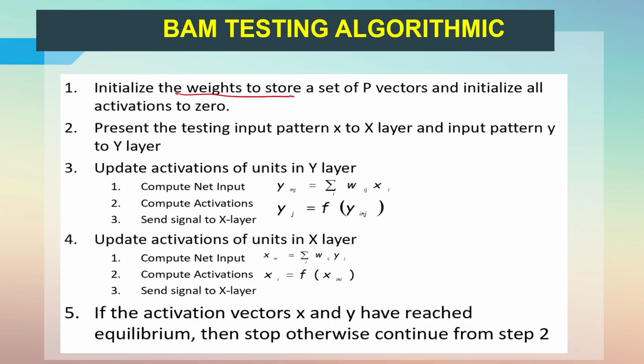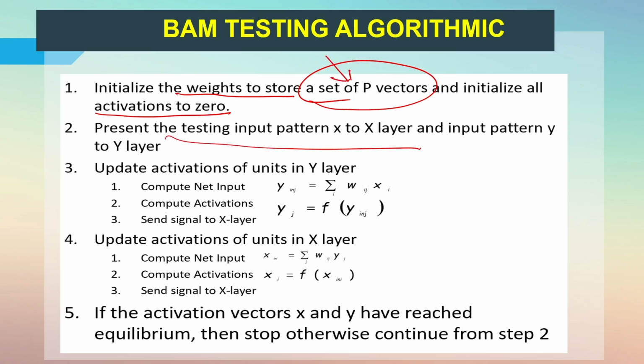BAM testing algorithm. In the BAM testing algorithm, the first thing you start with is to initialize the weights. After initializing the weights, you have to initialize all activations to 0, so you should remember that. In the previous case, for the set of p vectors, you could start with some random values or some small values, and over the period of training you adjust the weight values. But here, a small change: you have to assign the weights with a set of p vectors, and present the testing input to the X layer and the input to the Y layer.